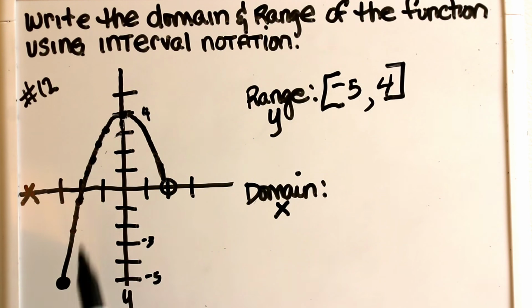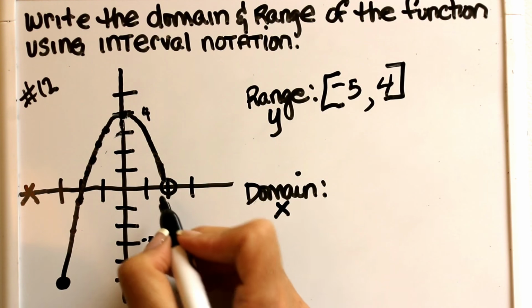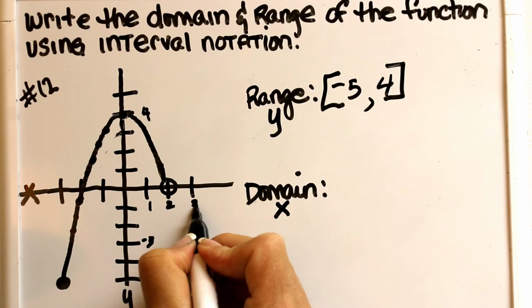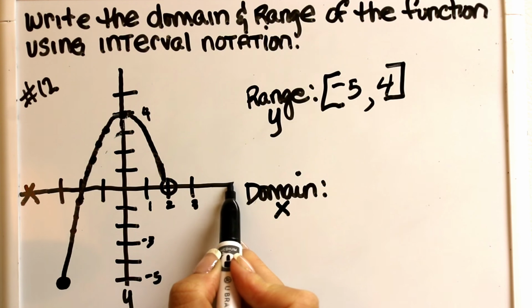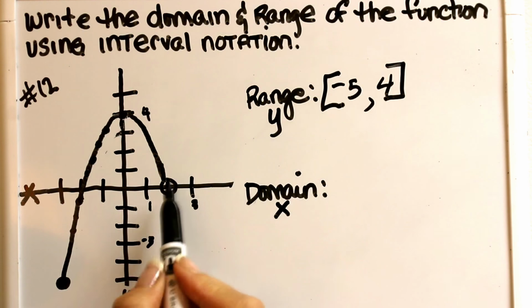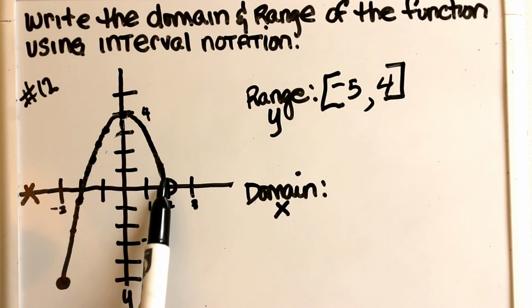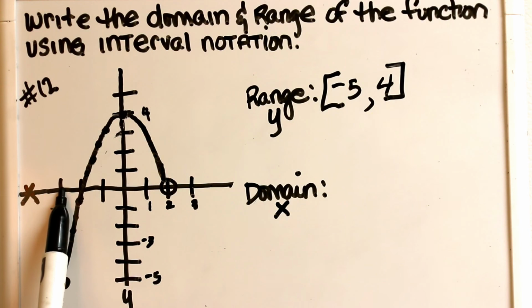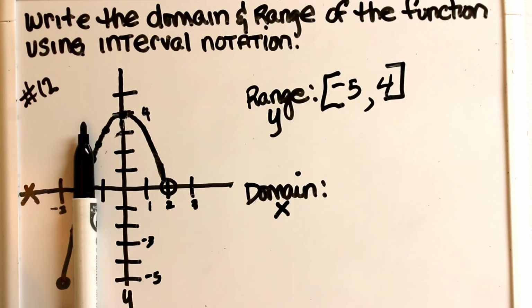For the domain, that is our horizontal axis. So how far left and right does the function go? You can see this function stops at 2. It never goes to 3, 4, 5, or infinity. Going the other way, this function officially stops at -3, because at -3, the y-coordinate is -5. It does, if you put your pencil, go past the -2 mark.